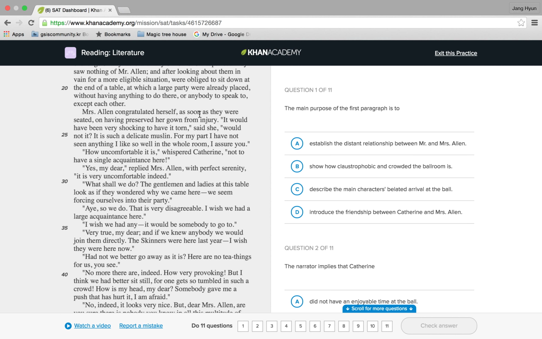where were we? Oh, it is such a delicate muslin. For my part, I have not seen anything I like so well in the whole room, I assure you.